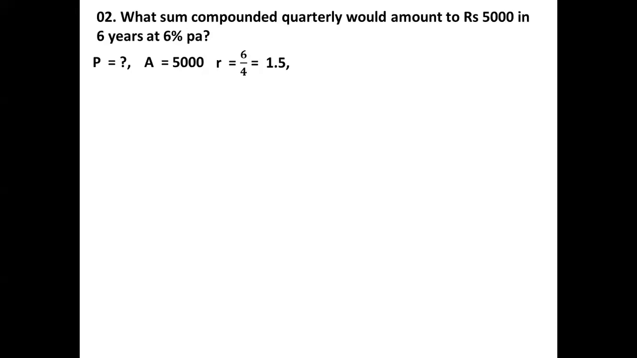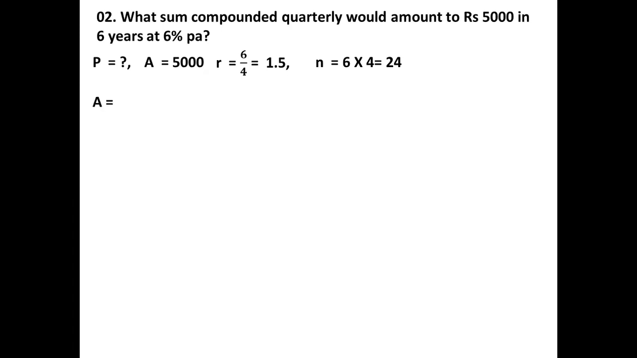So 6 divided by 4 is equal to 1.5. Then n is equal to 6 years. In 6 years, how many quarters are there? So 6 into 4 is equal to 24 quarters. Therefore, the n value is 24.